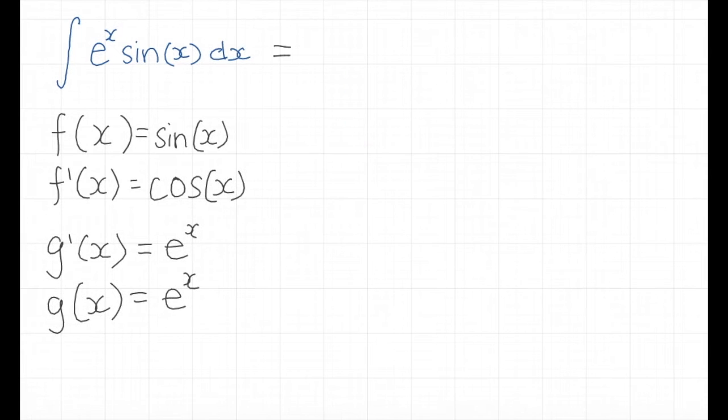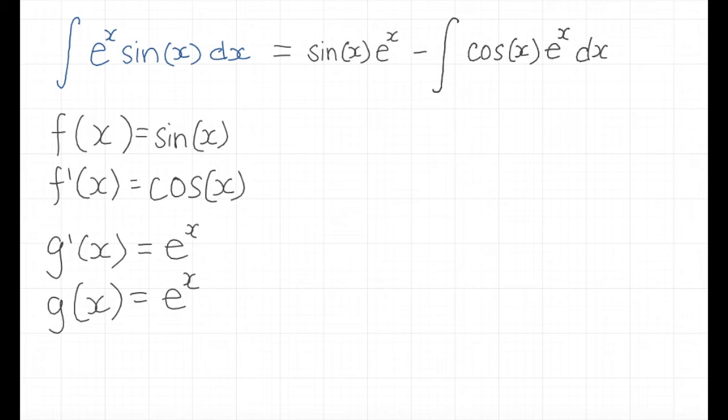And so we substitute these values into our integration by parts formula to get sine x times e to the power of x minus the indefinite integral of cos of x times e to the power of x. We see that we have to apply integration by parts again, and similarly to our original integral, we set f of x to be cos of x and g prime of x to be e to the power of x.